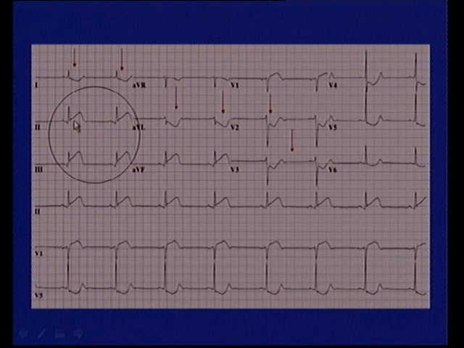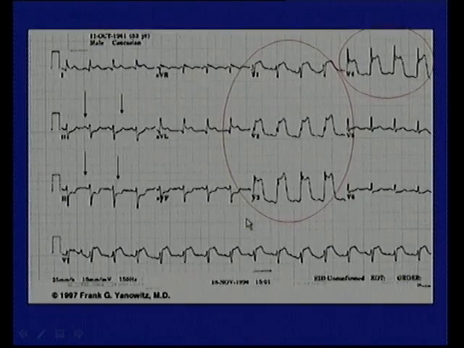This is a patient showing ST segment elevation in lead 2, lead 3 and aVF, and notice the significant reciprocal changes in the anterior leads, suggestive of acute inferior wall myocardial infarction.